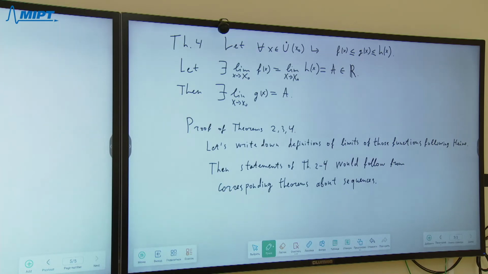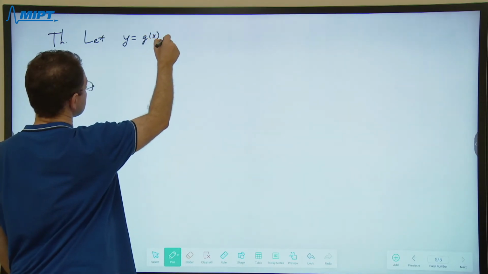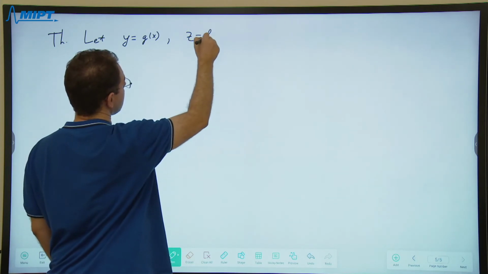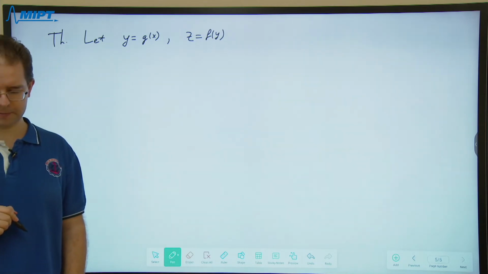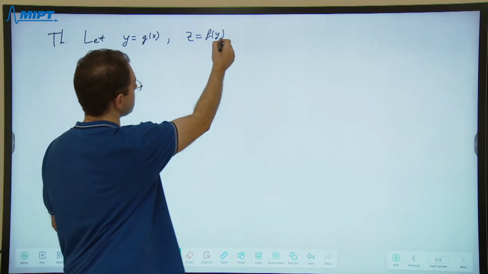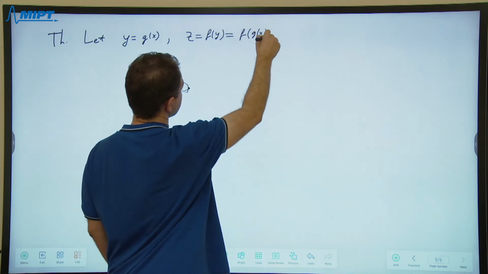Next theorem needs proof. Okay. Theorem. Let y be equal to g of x and z be equal to f of y. And since y is g of x, this would be f of g of x.